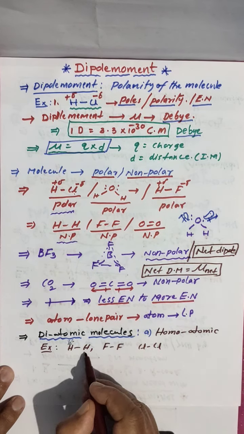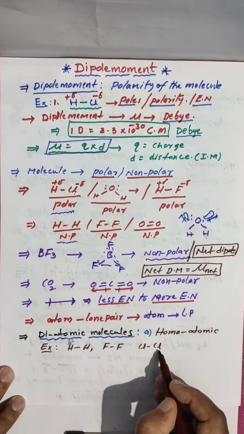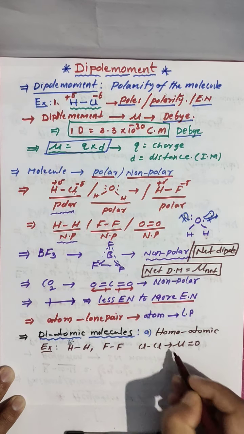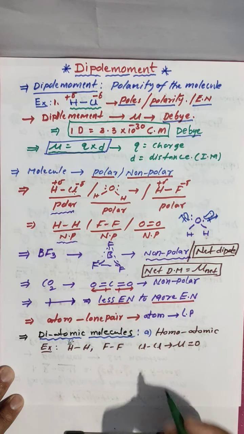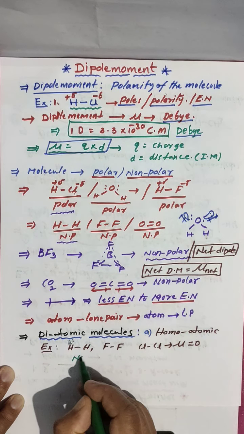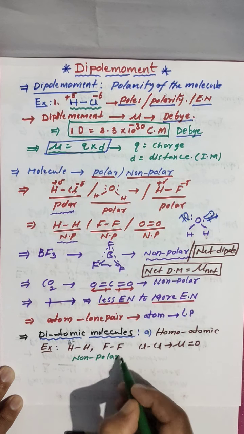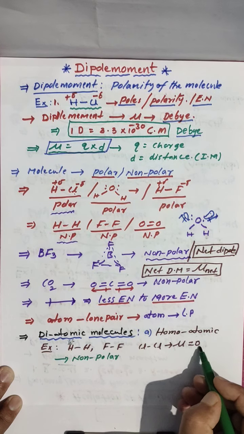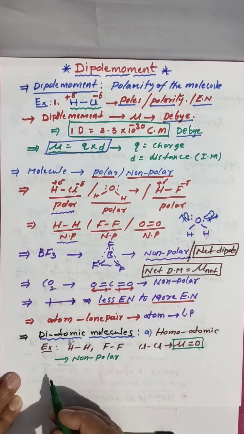Look here, these two have the same electronegativity. Then the net dipole moment is 0. So there is no pulling of electrons. Net dipole moment is 0 means these are non-polar. So how can you address it? If the net dipole moment is 0, then this is non-polar. So this is in homoatomic.